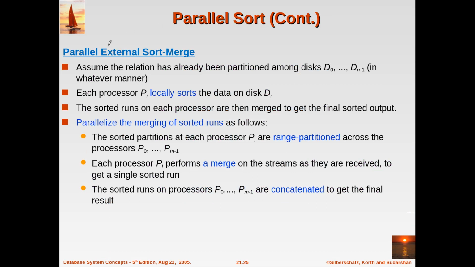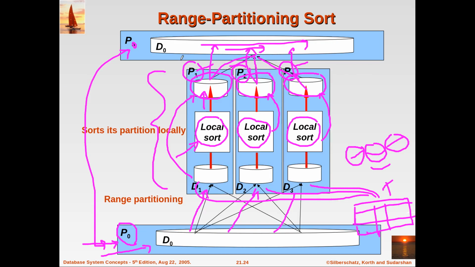Now we will look into the second type of sort, that is called parallel external sort merge. There is a slight difference. It is almost similar to the previous case. There is only a slight change. Parallel external sort merge. So in the previous case, the initial processor distributed the data based on range partitioning.